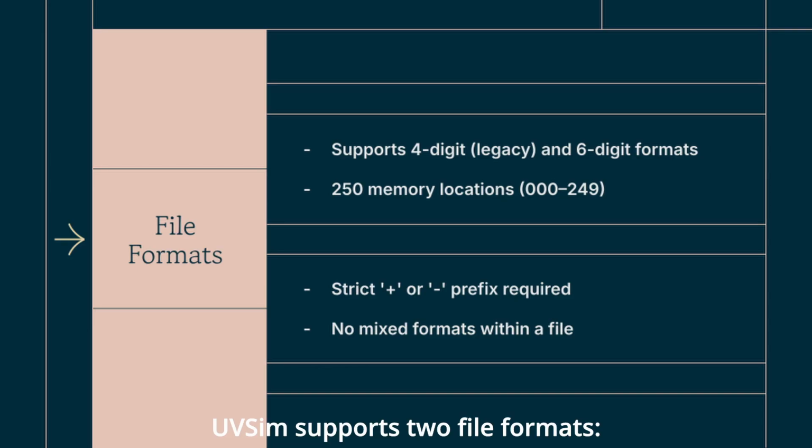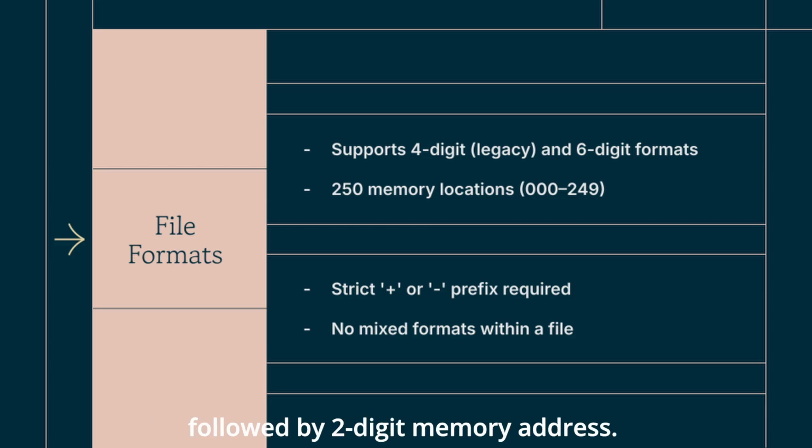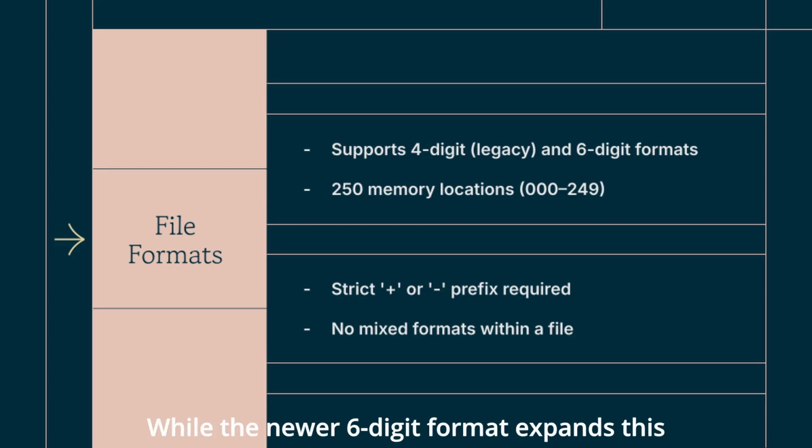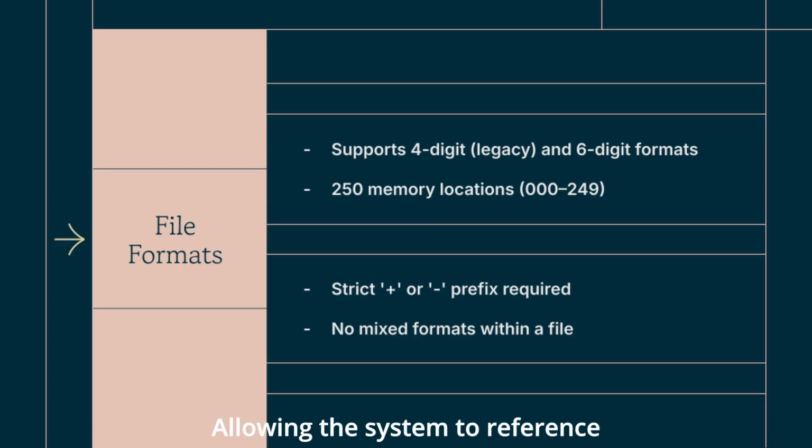UVSim supports two file formats, the legacy 4-digit format and the newer 6-digit format. The 4-digit format uses a 2-digit operation code followed by a 2-digit memory address, while the newer 6-digit format expands this to a 3-digit operation code and a 3-digit memory address, allowing the system to reference a much larger address space. Each instruction must begin with either a plus or a minus sign followed by the instruction code. This sign indicates whether the value is positive or negative, which is important not just for the instruction, but also for the data value stored in the memory.